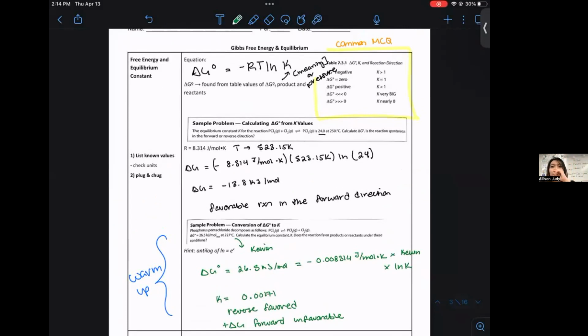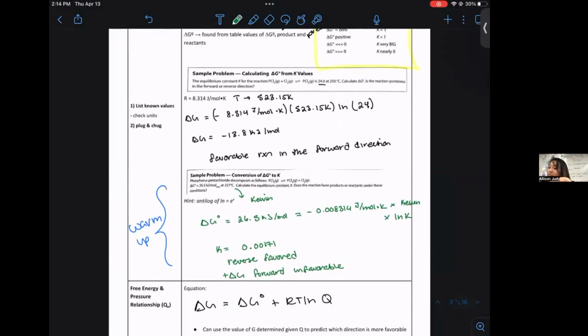Yes. Why is your R so tiny? Because it's in kilojoules. I converted it to kilojoules, and otherwise it's in joules. 8.314 joules versus this is 0.008314 kilojoules.